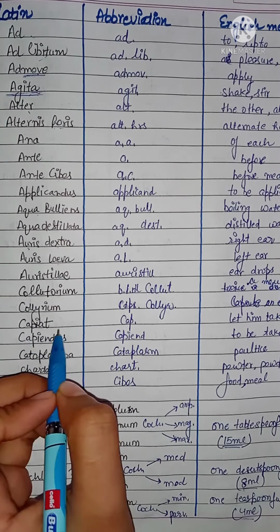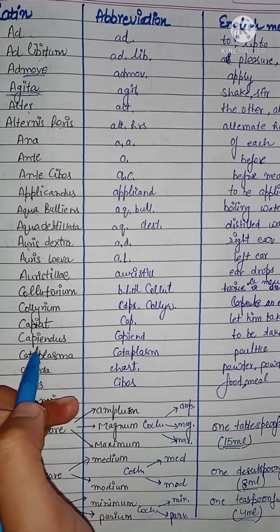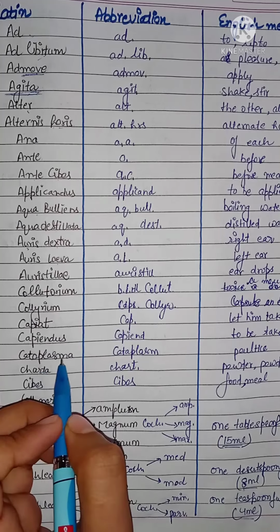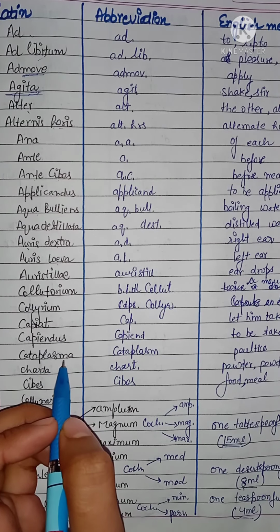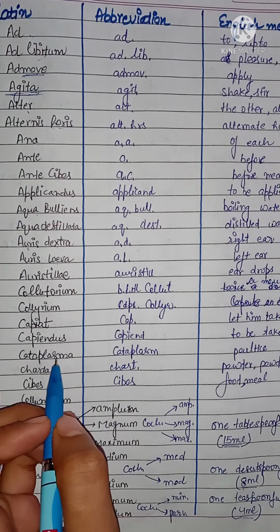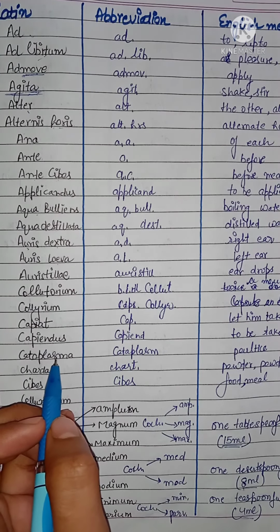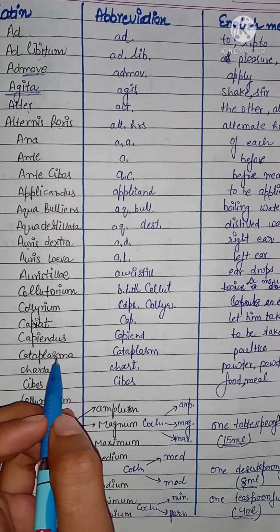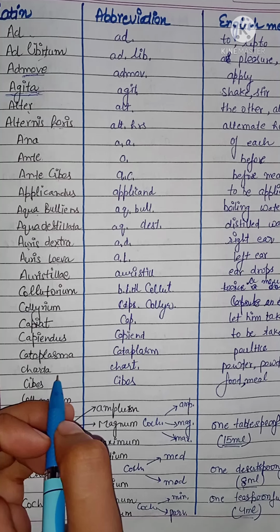Next we have capiat. Capiat means let him take. Capiendus means to be taken. Cataplasma. Cataplasma means poultice. Poultice is not currently used. It is a paste-like substance which was used for ruptured bone in ancient times. Next we have chartula. Chartula means powder.